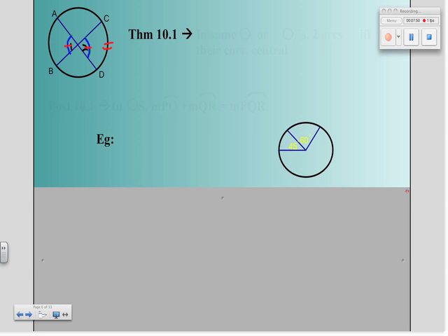It states in the same circle or congruent circles, two arcs will be congruent if and only if their corresponding central angles are congruent.